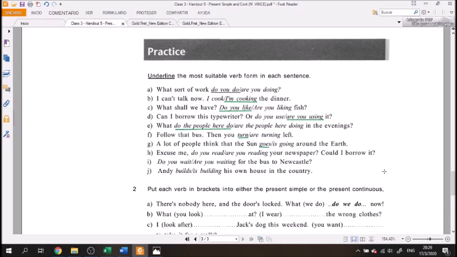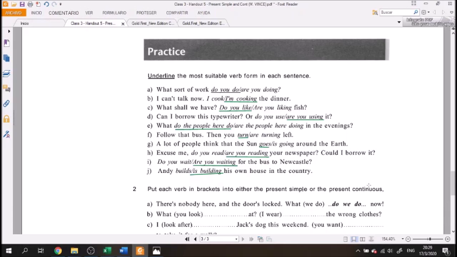Excuse me, are you reading your newspaper? Could I borrow it? Right now, it's a dialogue. We are talking about what you're doing. Good. I, do you wait or are you waiting? What do you think? A or B? Chat, tell me. Yes. Are you waiting? Same case as the previous one. And finally, Andy builds or is building his house in the country? Yes, is building. I don't think he has many houses in the country. I mean, his own house, one house, he's building it right now. Okay, good. Questions? Go back to the chat if you want to go back to any of the answers, please.